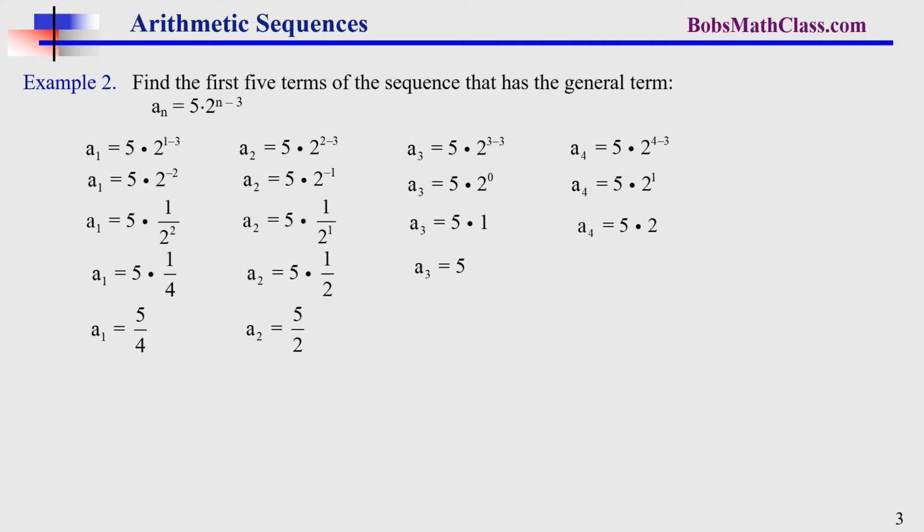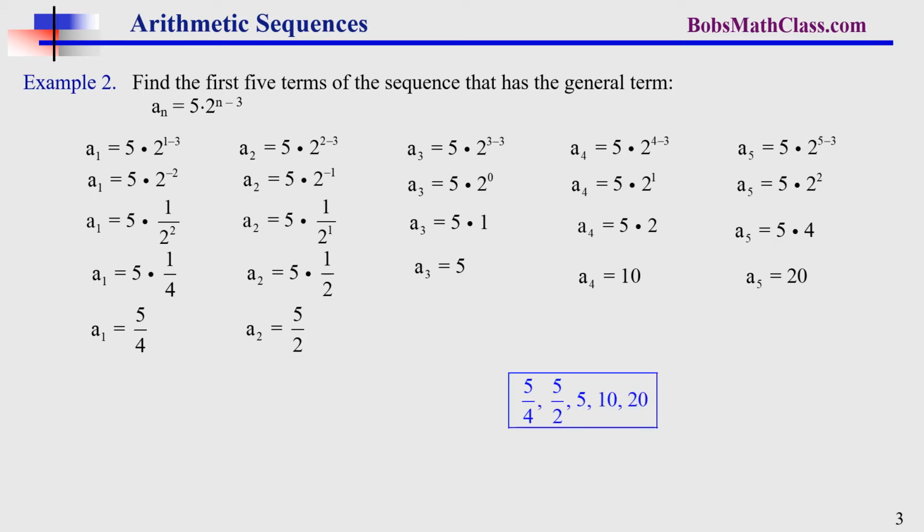The last two are easier. 2 to the 1 is 2, so 5 times 2 is 10. 2 squared is 4, so 5 times 4 is 20. So we have our 5 first terms of this sequence.